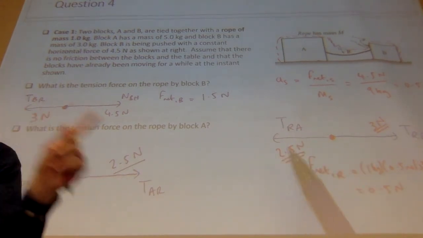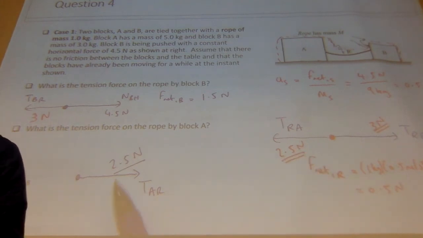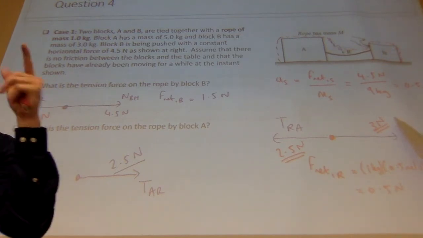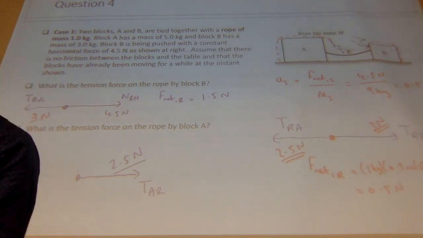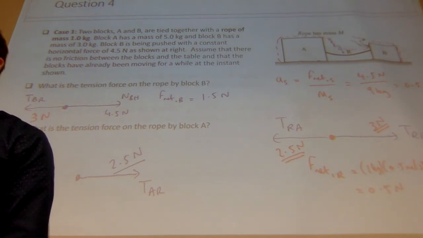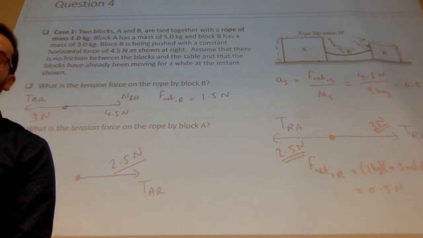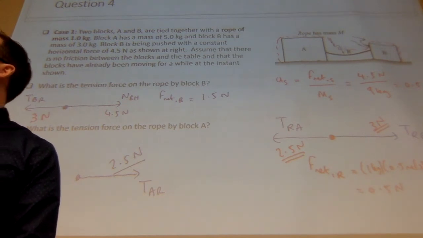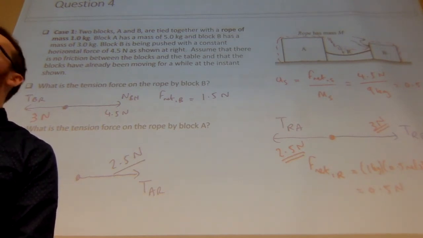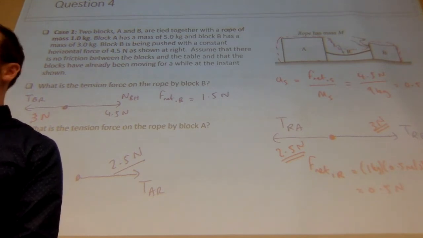So working in a different sort of order, if I start with A and think about 2.5 newtons, and then I know the net force on B is 0.5, then I know that the TRB has to be 3. That might have been my logical process. But it doesn't matter which way, all are valid, of course. Any questions on the quantities? No? All good?